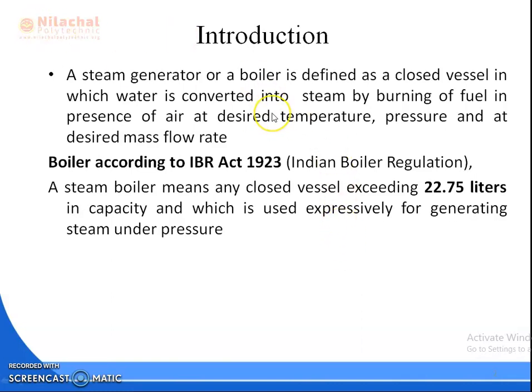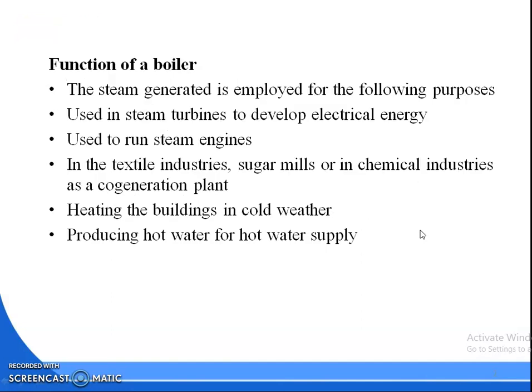And how will the water be converted to steam? By burning of fuel in the presence of air at the desired temperature, pressure and mass flow rate. Then according to the IBR, Indian Boiler Regulation, what do we mean by a boiler? A boiler means any closed vessel exceeding 22.75 liters in capacity, which is used expressly for generating steam under pressure.